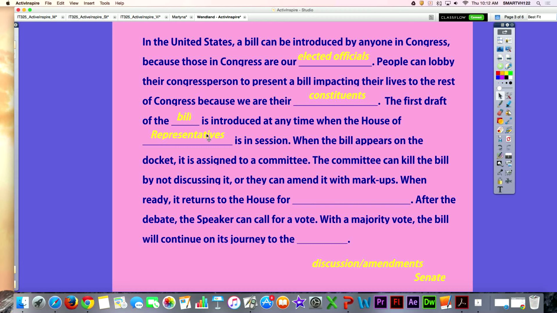Or they have the right to amend it with markups. And what this means is they just go through and change what they think should be changed. So when it returns, it is ready for the House to discuss. It's put on the open floor and anyone can stand up and talk about it. People have the right to come in and talk for it or against it. After the debate, the Speaker of the House can call for a vote. With the majority vote, the bill will continue on its journey to the Senate, which is the other house.